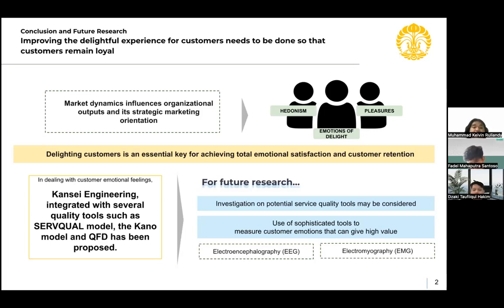And for the research, the researcher conducted Kansei engineering integrated with several quality tools such as the ServQual model, the Kano model, and QFD. This research has limitations on the sample size used and the relevant service quality tools utilized. Therefore, in future research, the investigation of potential service quality tools may be considered. In addition, the use of sophisticated tools to measure customer emotion can be of high value, such as EEG and EMG.